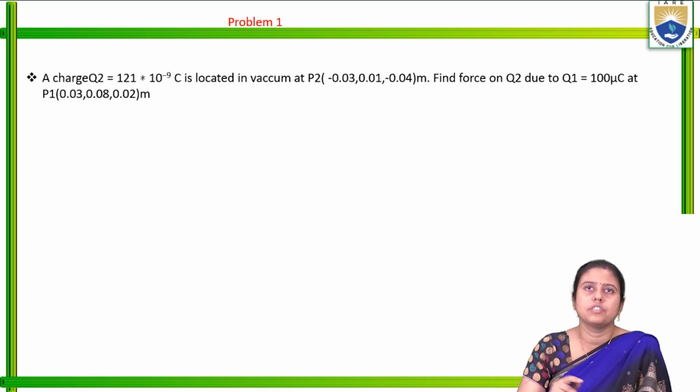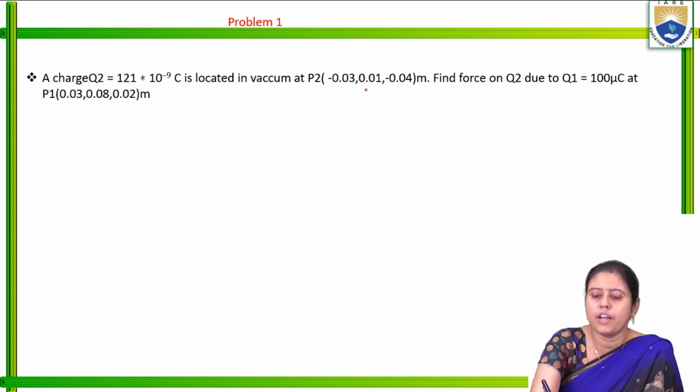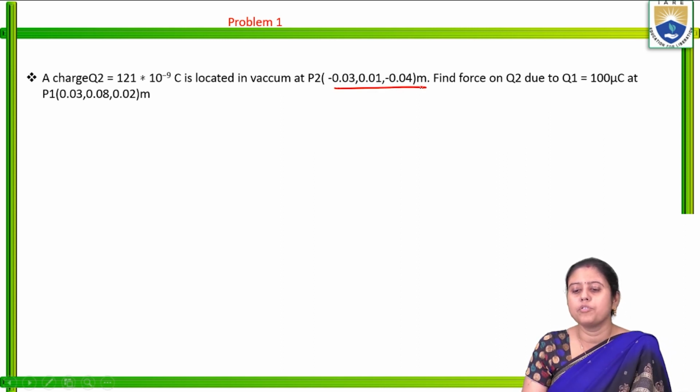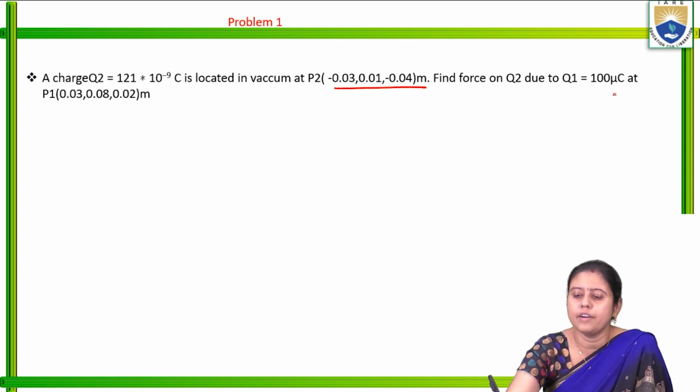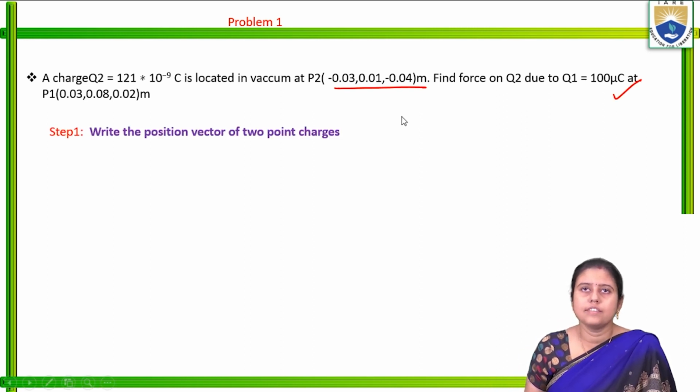My first question is: a charge Q2 whose value is 121 into 10 to the power minus 9 Coulomb is located in vacuum, and P2 value is given. Find the force of Q2 on the 100 microcoulomb charge at P1. So what are the steps?